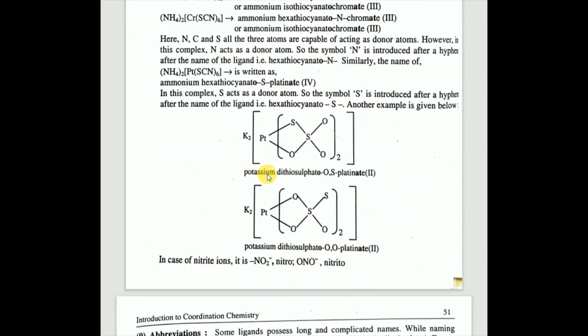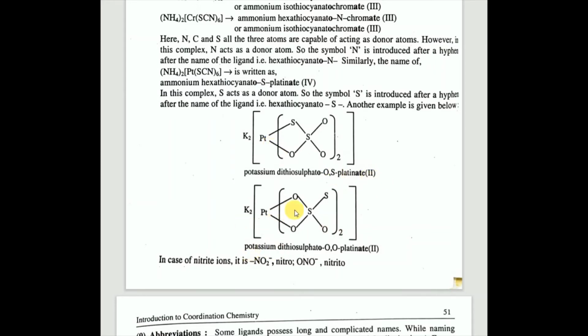Then in this example, potassium dithiosulfato. Here one ligand is a thiosulfate, which has a sulfur atom and an oxygen atom. Therefore, we write both the symbols, sulfur and oxygen, here. So potassium is the cation, and this is the name of the anion. Potassium, small space, then thiosulfate, therefore dithiosulfato-O,S platinate, oxidation state II.